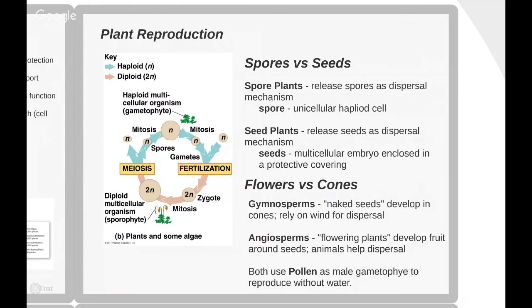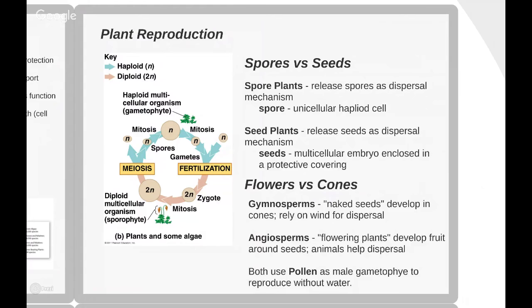Spore plants release spores as their dispersal mechanism. They release spores into the air, and those spores land on the ground. If they land in a favorable environment, they will grow into a new plant. Spores, though, are unicellular. They're haploid cells, so they'll grow into the haploid version of that plant, which happens to be the gametophyte. The unfortunate thing about spores is that if they don't land somewhere hospitable, they're not going to grow, and that's not great for the plant.